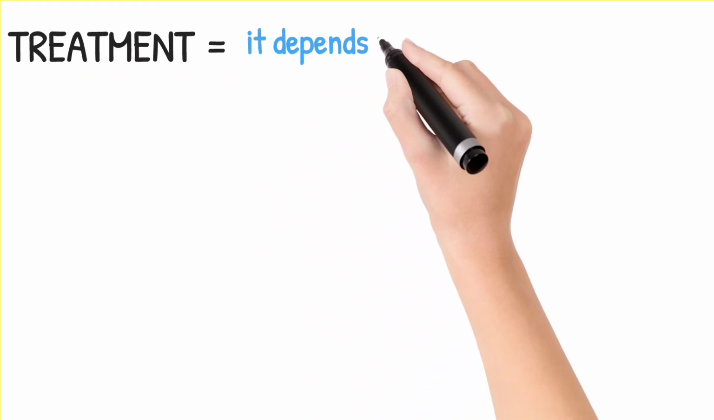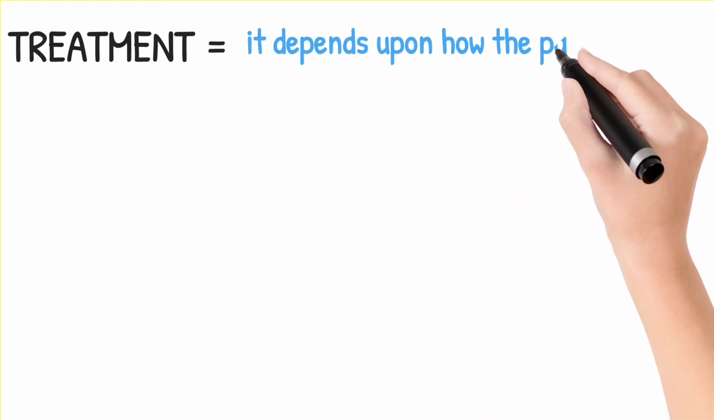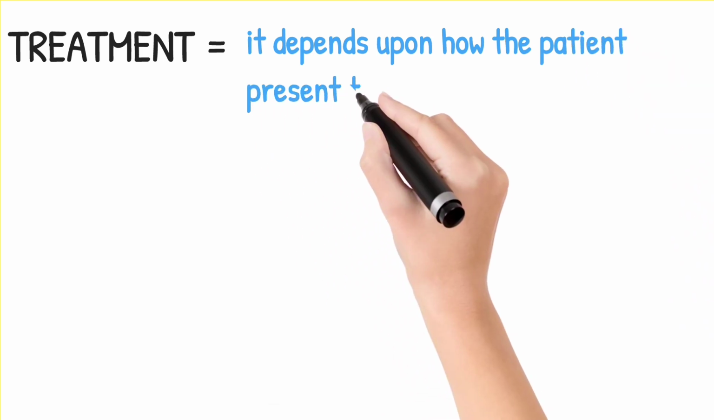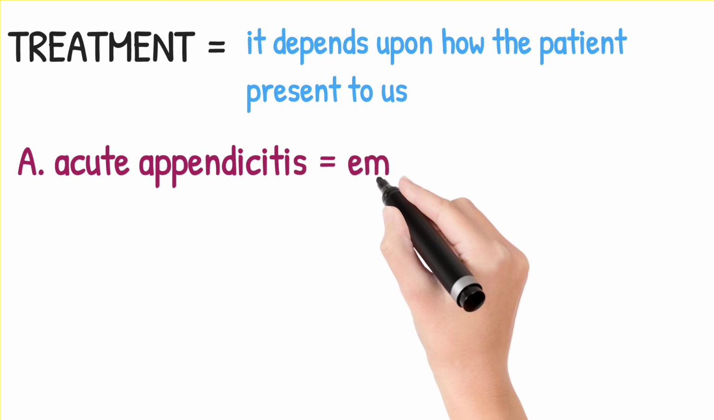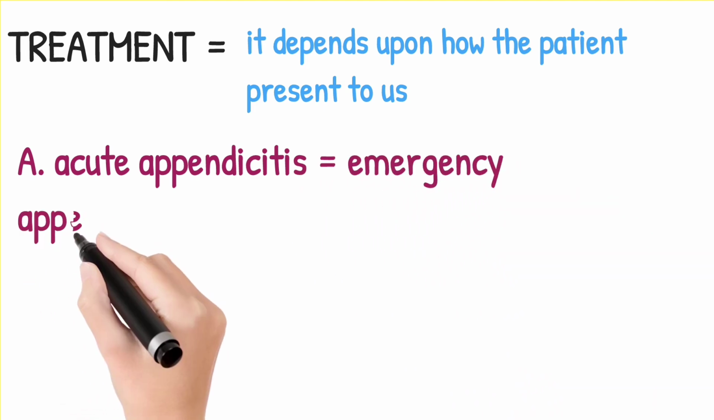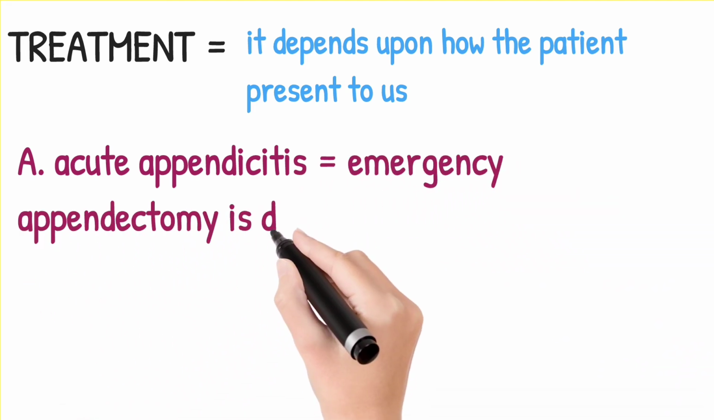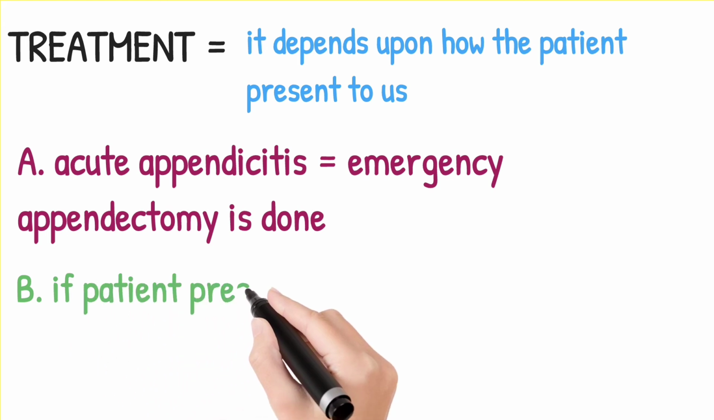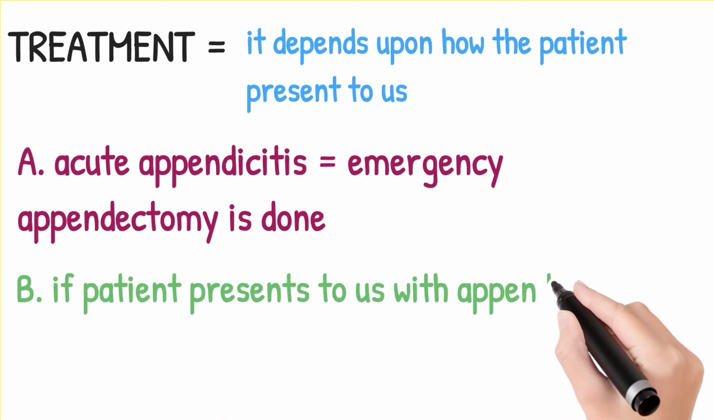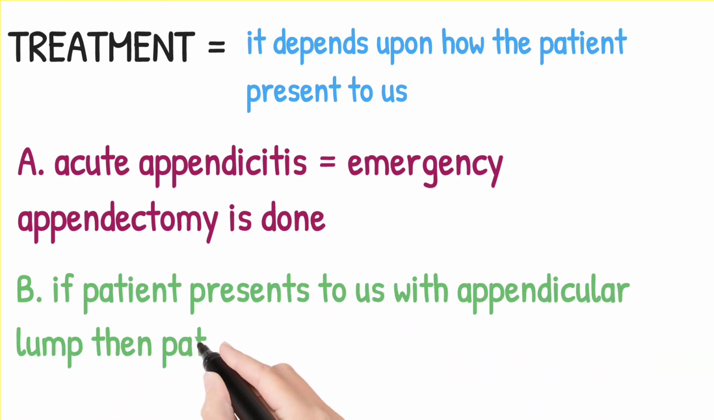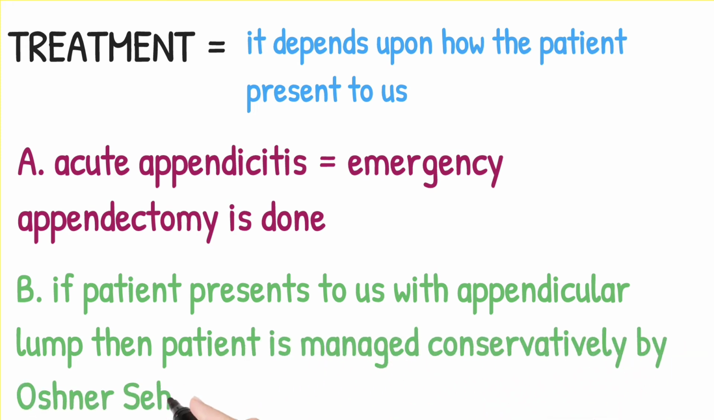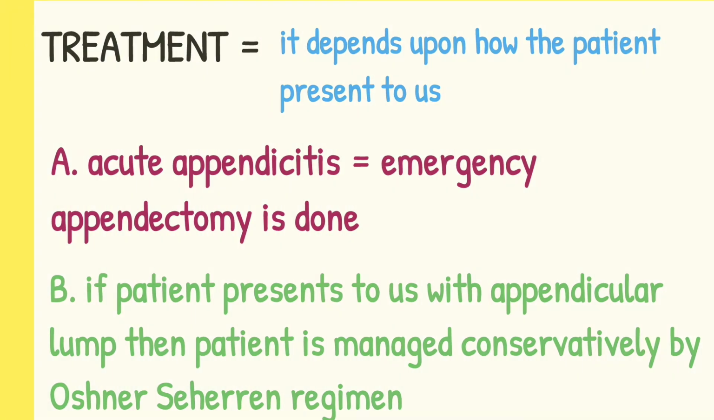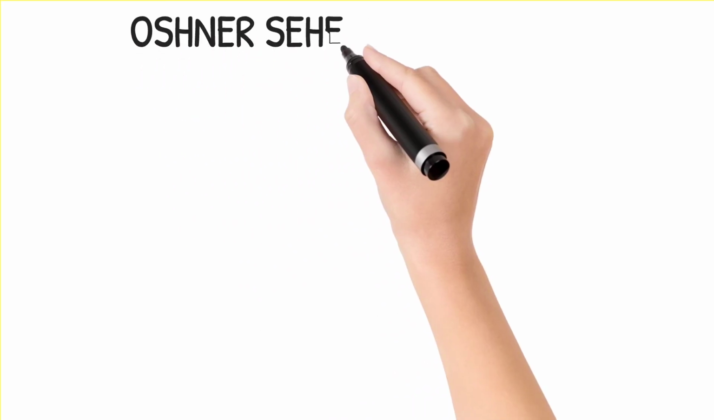Treatment: it depends upon how the patient presents to us. Now, if the patient presents to us with acute appendicitis, emergency appendectomy is done in the same sitting. If the patient presents to us with appendicular lump, we manage the patient conservatively with Ochsner-Sherren regime. Now, what is Ochsner-Sherren regime?